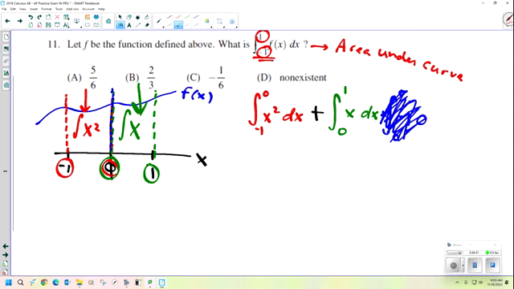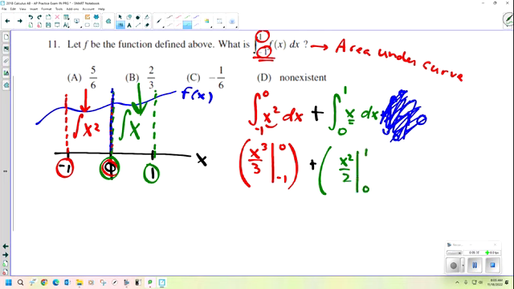So if I integrate x squared, I get x cubed over 3. I want that from -1 to 0. Love throwing zeros into these things. And I'm going to add that to the integration of x, which would give me x squared over 2 from 0 to 1. Again, love throwing in them zeros.